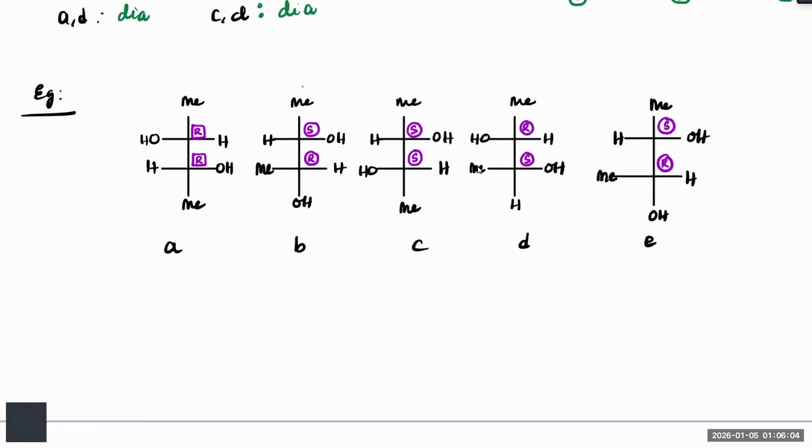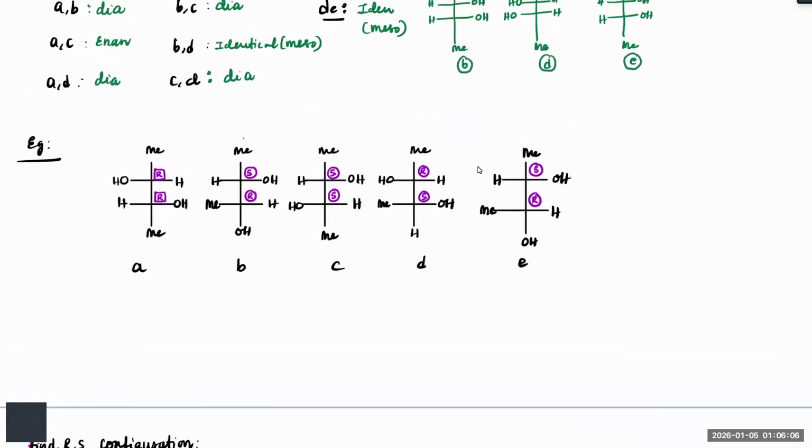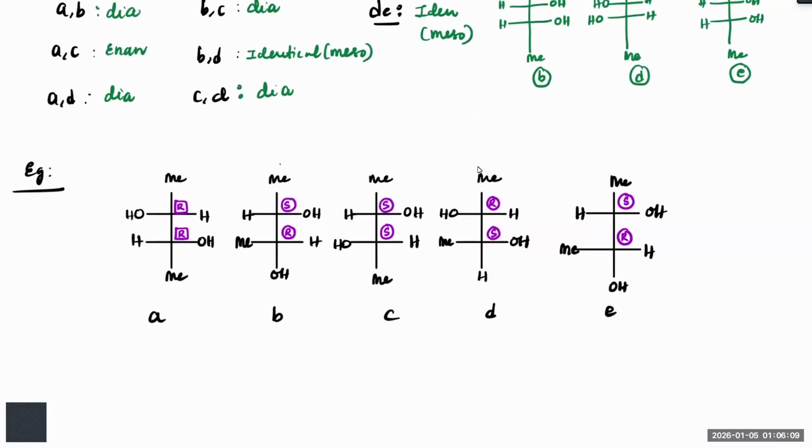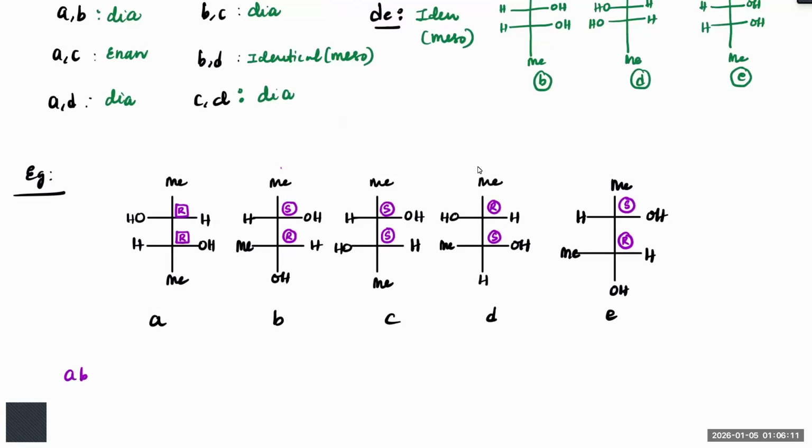These are the configurations. And now, like how we compared above, let us compare the same thing below also. AB, AC, AD, how are they related to each other? CD and DE. So check out AB. You can see the configuration of one is matching, the other one is not, which means that is diastereomers. A and C, if this is RR, the other one is SS. That makes it enantiomers.